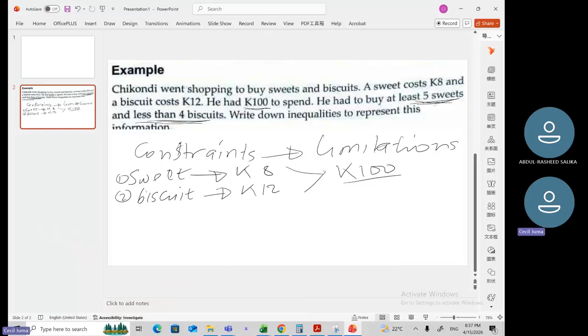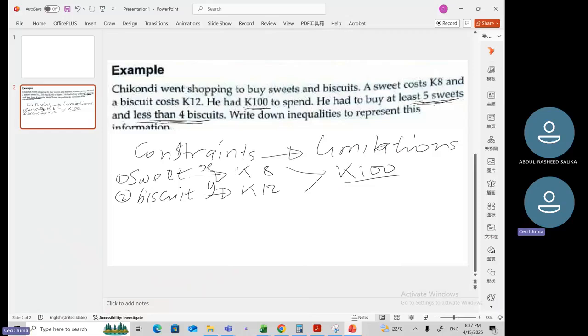Now, this sweet has to be represented by a letter. Can be any letter. You can say, let's say sweet should be X, biscuit should be Y. Let's say sweet should be X, biscuit should be Y.